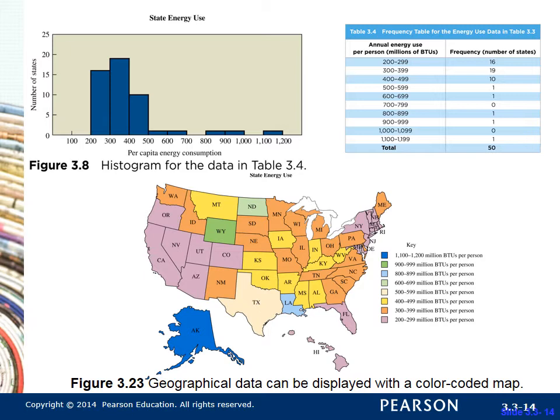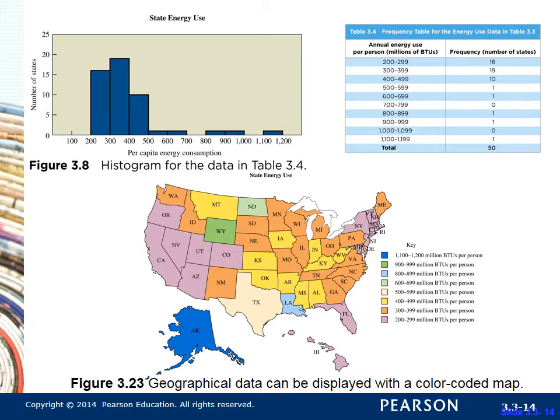All right, so this state energy use, we've got it on the histogram as opposed to the geographical map. So when you look at it, it really shows that a large number of states have between 200 to 500. That's the majority of your therms there being used, BTUs. Then over on the frequency table, it kind of shows the same thing, that you have 16, 19, and 10 are somewhere between 200 to 499.